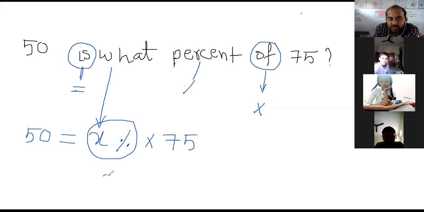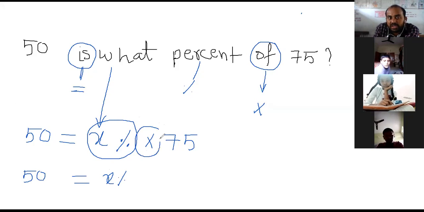So whatever you want to find, you write on one side. The remaining numbers should go to the other side. Here the already number is 50, and this is 75 and x. What is the relation here? Into. If any term with into goes from one side to another side, then what happens? It will become division. Yes or no? It becomes division. Up to here clear?